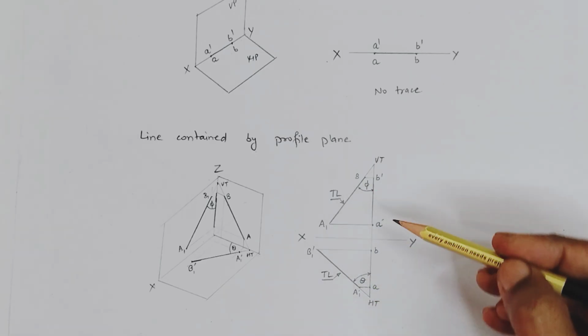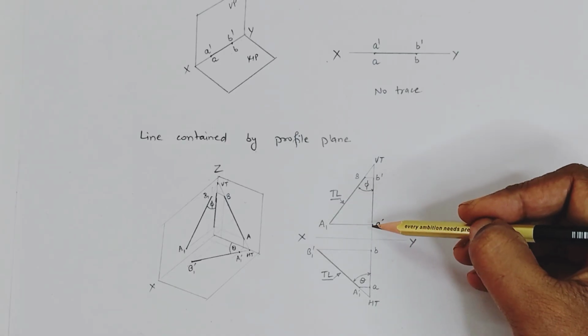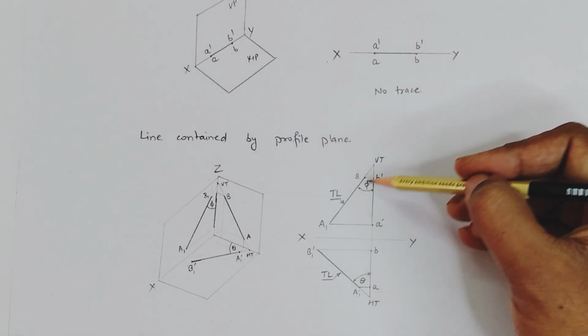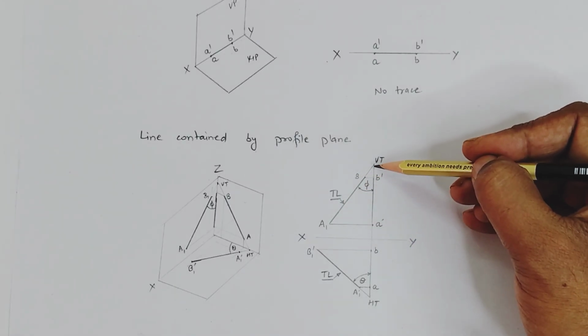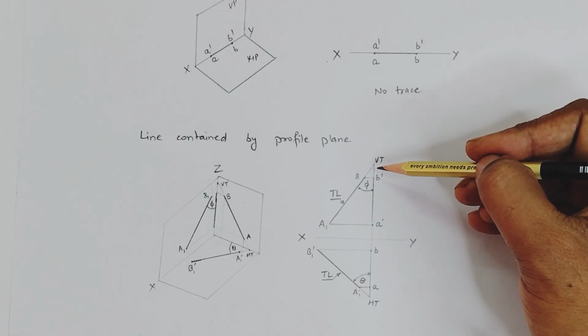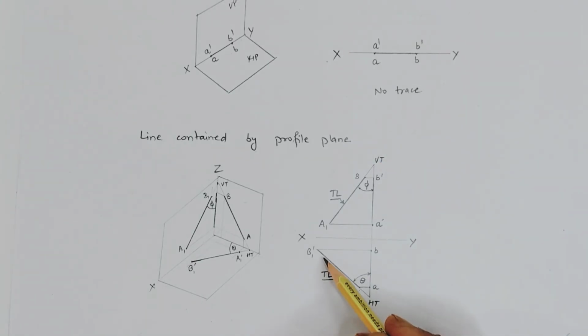In this case there is an intersection of these projections here. As you can see, when we extend this line, they are intersecting here. So this is your vertical trace, and similarly when we extend this line, we get the horizontal trace. So this is the representation of the traces in different positions of the line.